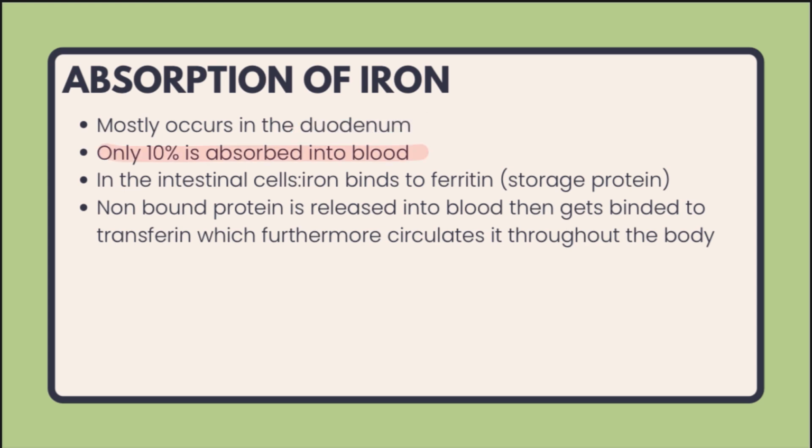And the third point is in the intestinal cells, iron binds to ferritin, a storage protein. Last point is non-bound iron is released into blood, then gets bound to transferrin, which circulates throughout the body.